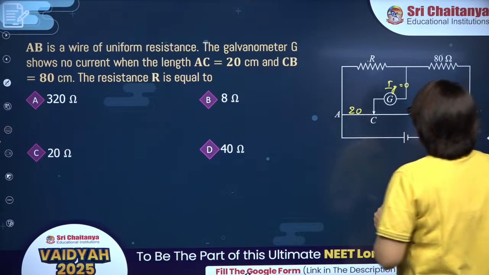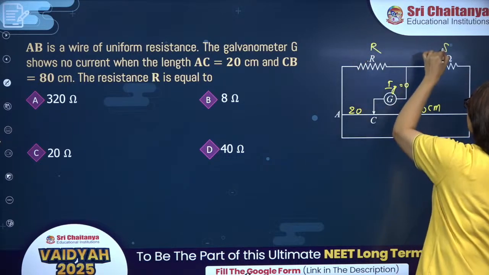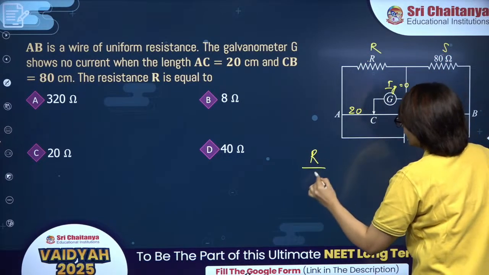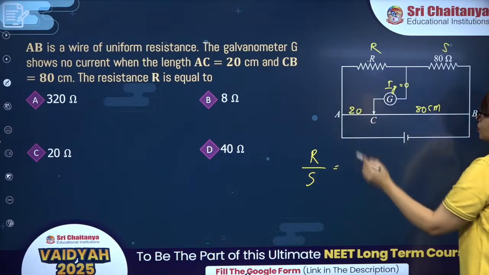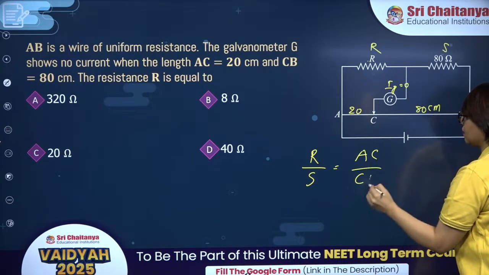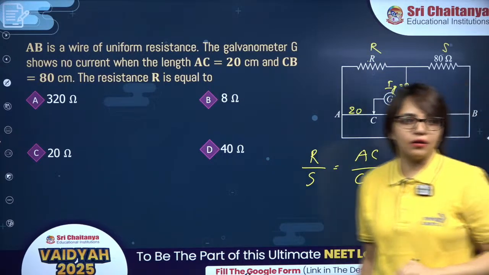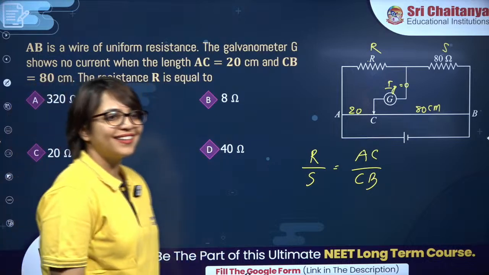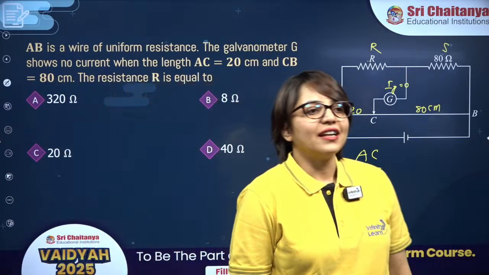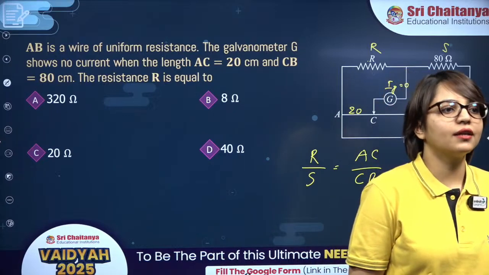So over here, when this is balanced, if this is R and this is S, then you can apply the condition of a balanced Wheatstone bridge: R upon S should be equal to AC upon CB. Using this, try to find the unknown resistance R. We have option C. Well done. Anyone else? We have option C from Radhika and Varshini. Well done.